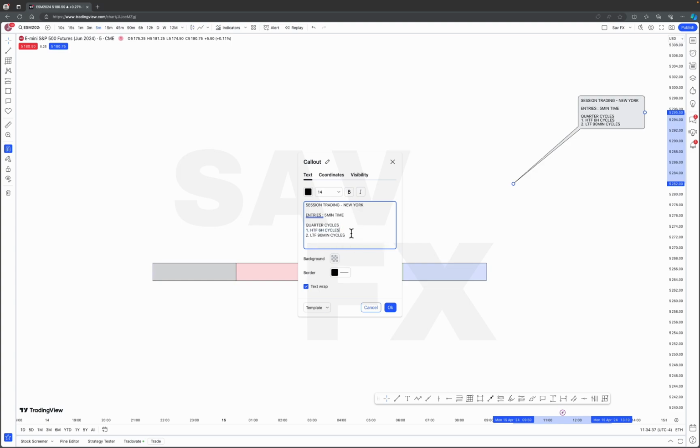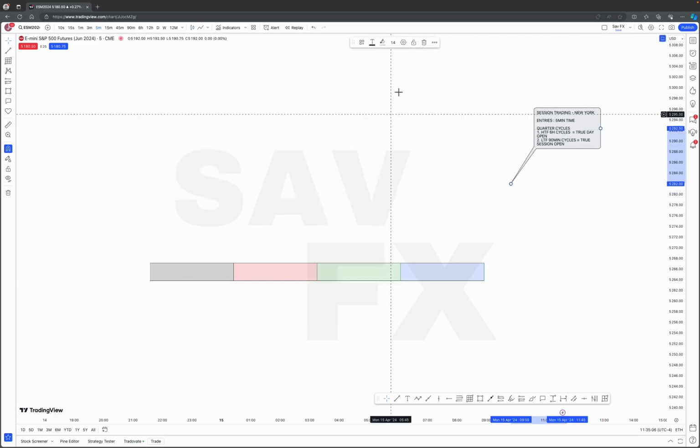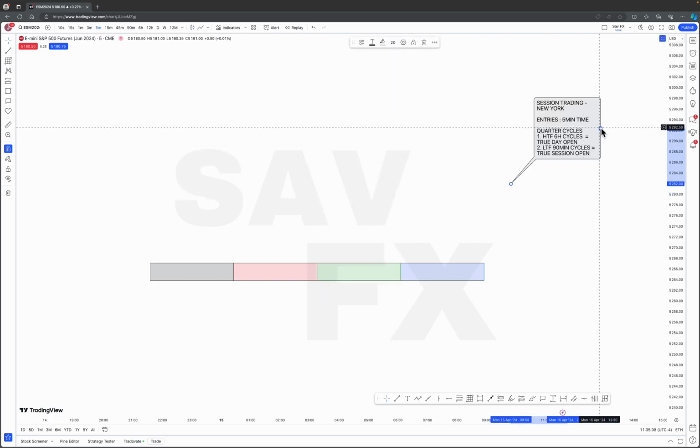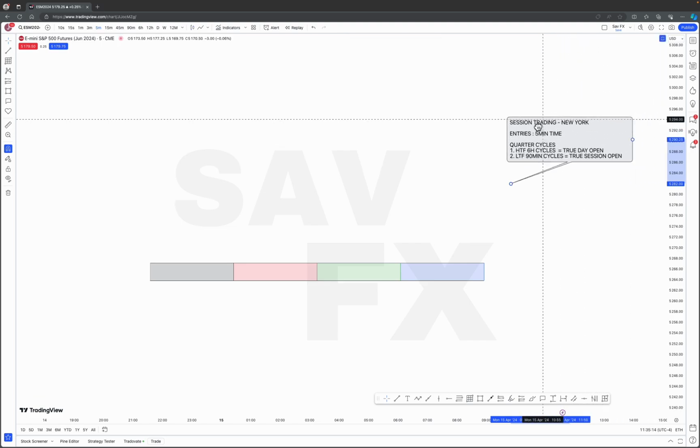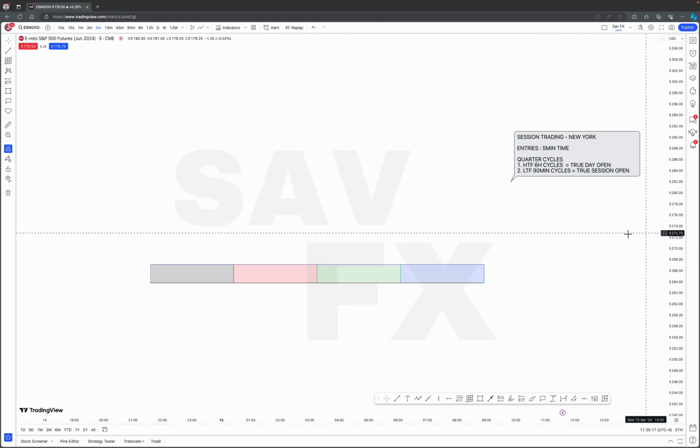So this one is ideally going to be equal to a true day open. And then this one is going to be the true session open. This is how you understand the core basics of how this mechanic works. All right, so if I can just twist it out like this, trying to see if I can make this. Yeah, okay, perfect.